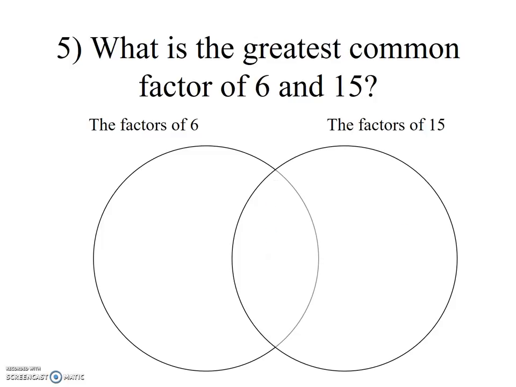Now, in the work section of your WSQ, find the greatest common factor of 6 and 15. This one you're going to do on your own. We are done with the video. When you finish this problem, you can go back and watch any portion of this video as many times as you need to, but don't forget to complete your summary and write a question.